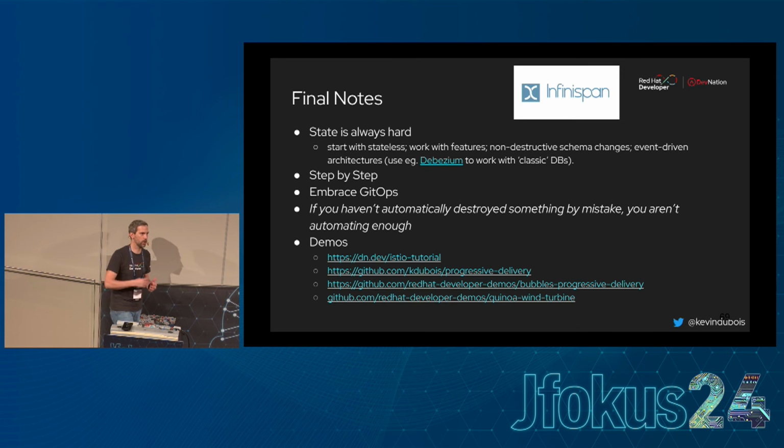When you create a new version, try not to make destructive schema changes so you can roll back. Use maybe event-driven architectures. You can maybe look into Debezium to synchronize with classic databases and turn those into events. But overall, do your releases in a step-by-step way, embrace GitOps, and if you haven't automatically destroyed something, then you aren't automating enough, because it is going to happen.